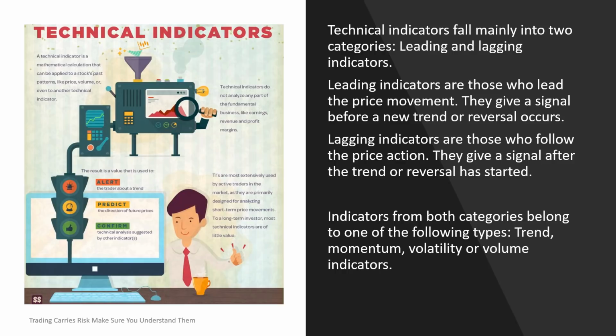Technical indicators are mathematical calculations that can be applied to an asset's past patterns like price or volume, and even other technical indicators. These technical indicators do not analyze any part of the fundamental business like earnings, revenue or profit margin. They don't look at news or headlines. They look at only price action. And the result is a value that is used to alert traders about a trend, to predict the direction of future prices, and confirm the technical analysis suggested by other indicators.